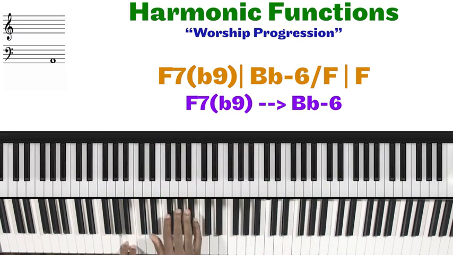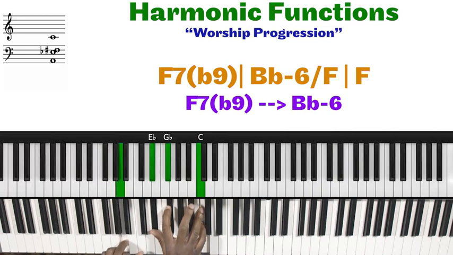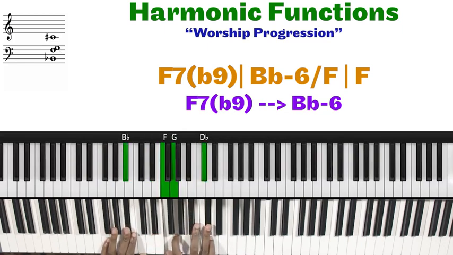Let me spell that out for you. So I have my 3rd, my flat 7, my flat 9, my 5, going to B flat minor 6. My 1, my 5, my 6, and my minor 3rd.